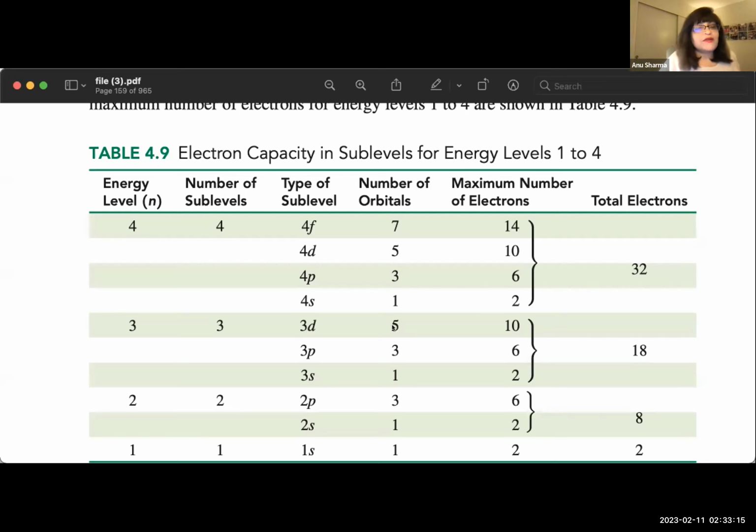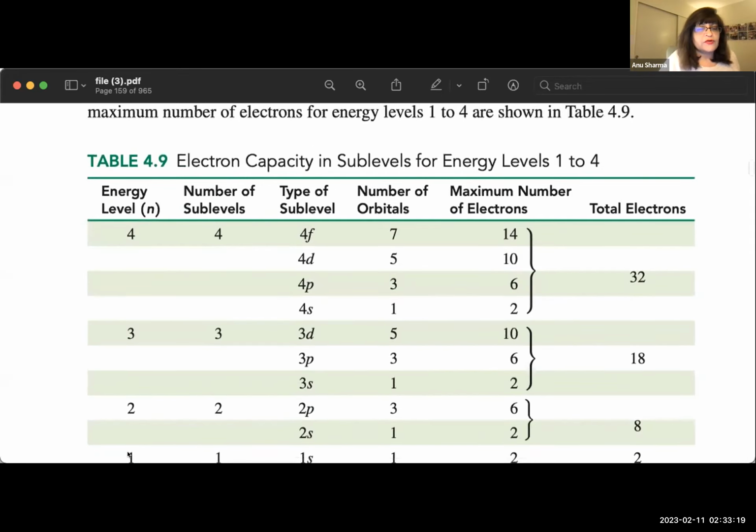Next is how many sublevels are there when n is equal to 1. So here is your n equal to 1, and the number of sublevels is 1.